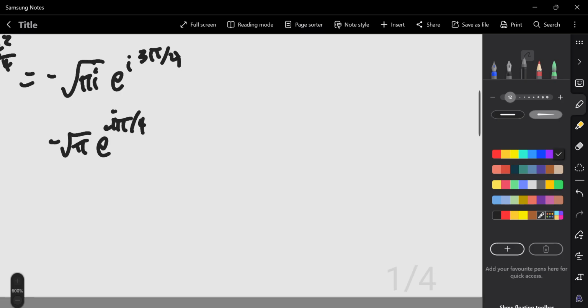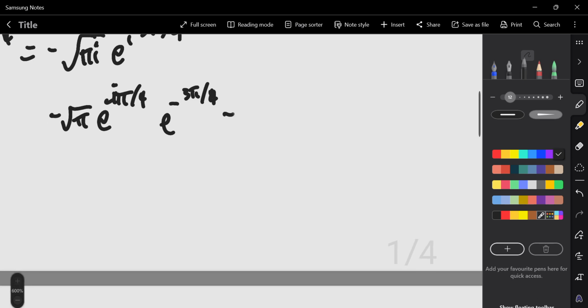We've split it up, guys. We split it up. e to the minus 3 pi over 4. Oh my god, that's a 4. Which is just going to be minus root pi times minus 1. Times minus 1. Which is just going to be square root of pi.